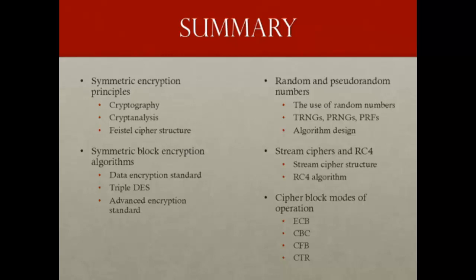Summary. So here we have a summary talking about the symmetric encryption principles, symmetric block encryption algorithms, random and pseudo-random numbers, stream ciphers and RC4, and then we went into the cipher block modes of operation. Those cipher block modes of operation, you can understand much more easily if you watch the Virginia University optional course material. They have lessons and they go over diagrams and pictures and explain it. So that would be another great input for your knowledge of this chapter.